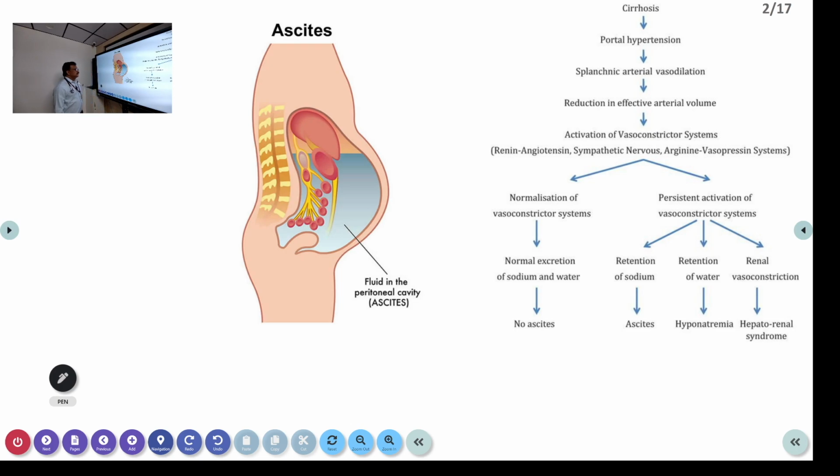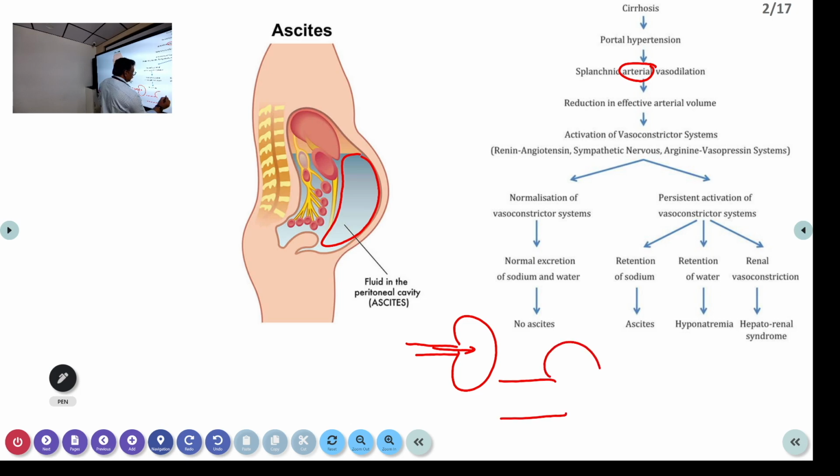Now, once fluid accumulates in the body, as you can see here, that is called ascites. In cirrhosis, the patient develops portal hypertension. That will produce splanchnic arterial dilatation. When an artery that is supplying, for example, your kidney dilates, the pressure in the artery decreases and the supply will reduce. So the internal organs, especially inside the abdomen, can suffer from reduced blood supply.